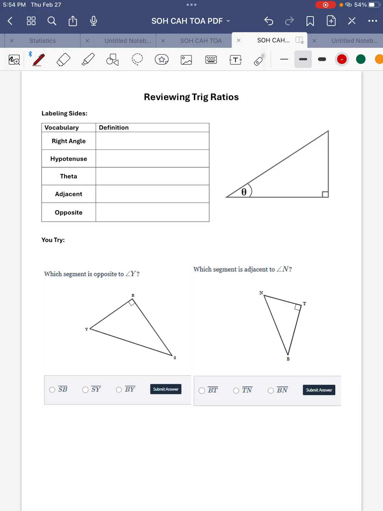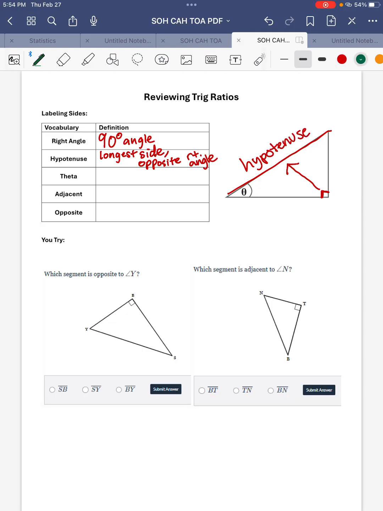So first thing we need to know, a right angle is a 90-degree angle. If I come over to my triangle, you can always know the 90-degree angle, or the right angle, has the little square inside of it. The hypotenuse is the longest side of a right triangle, and the way you can always find it is it's always going to be opposite the right angle. So if I come over to my right angle, I can draw an arrow to the opposite end, and that right there is my hypotenuse.